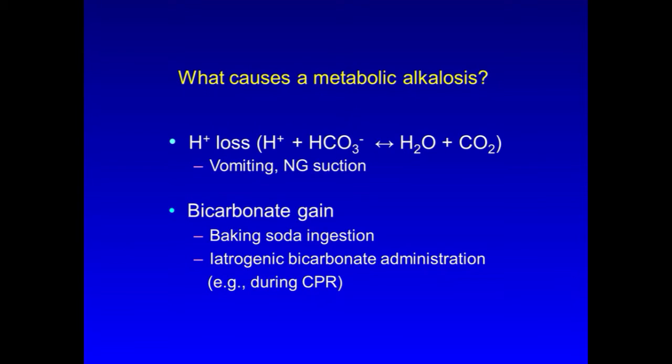One common cause of this disorder is hydrogen ion loss, for instance through vomiting or nasogastric suction. Here the hydrogen ion and bicarb equilibrium with water and CO2 is disturbed by losing hydrogen ion through the stomach, so that bicarb is left behind, raising the serum bicarb level. Another cause of metabolic alkalosis is addition of bicarb to the blood, for instance because a patient takes baking soda for indigestion or because we overestimate the amount of bicarb that needs to be given during cardiopulmonary resuscitation.